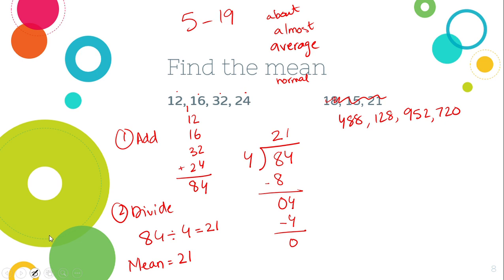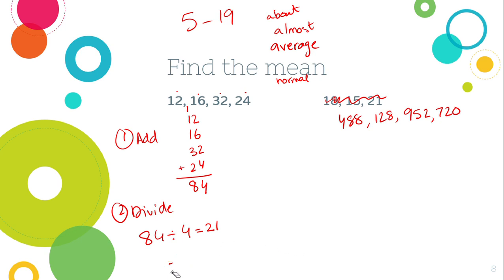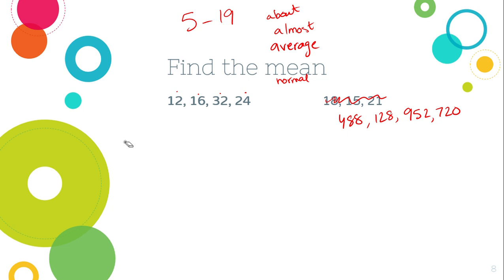Let's look at another example, but this time with bigger numbers. This is actually a question from the book. Okay, this is a question from the book. The numbers are 488, 128, 952, and 720. Okay, so what's the first step? We're going to add them up.